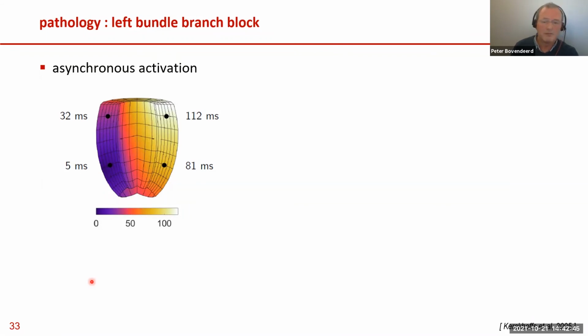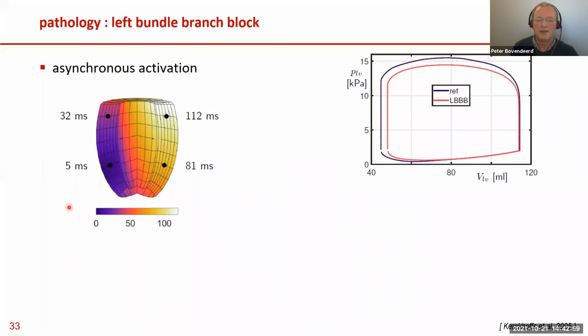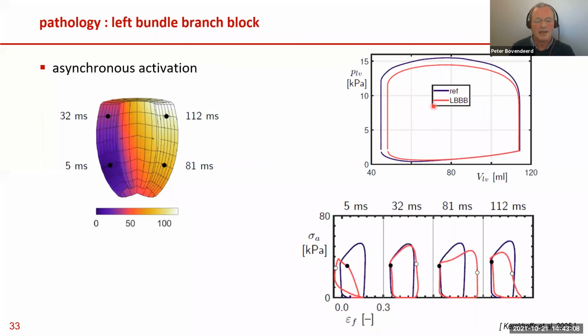So what can we do with the models? We can simulate pathologies, for example, left bundle branch block, and this is characterized by a strong variation in activation time throughout the left ventricle. So we did a simulation. Here you see in blue the reference simulation, and in red the pressure volume loop for the left bundle branch block. And here you see stress strain loops taken at several locations in the wall.